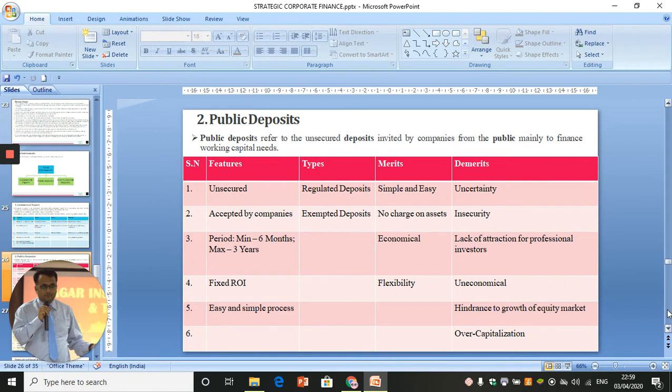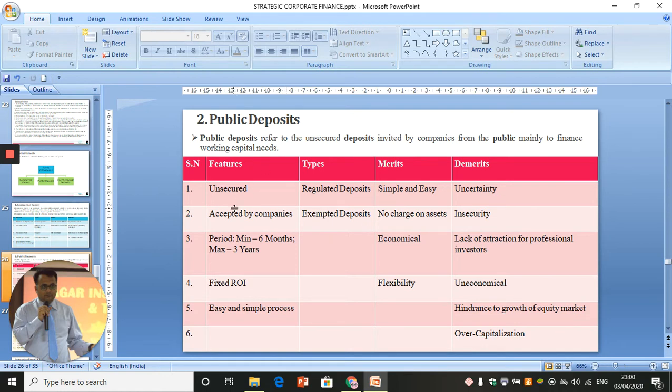Let us go for public deposit. Public deposits refer to the unsecured deposit invited by the company from the public, mainly to finance working capital needs. So it is directly borrowing from the public. Companies are directly borrowing from the public, and that too unsecured deposits. Means there is no security given for these deposits.